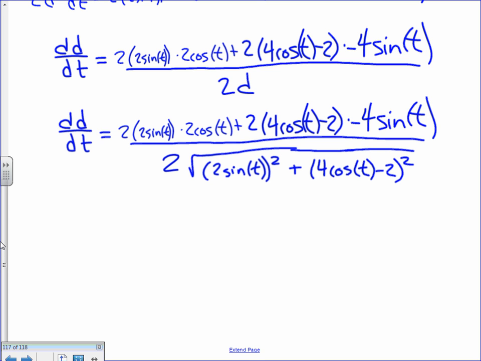Okay, this is it. This is really it. I guess you could do a little more simplifying. Let's go ahead and do this. We've gone this far. Why not go to the last final step? dd/dt on the top.